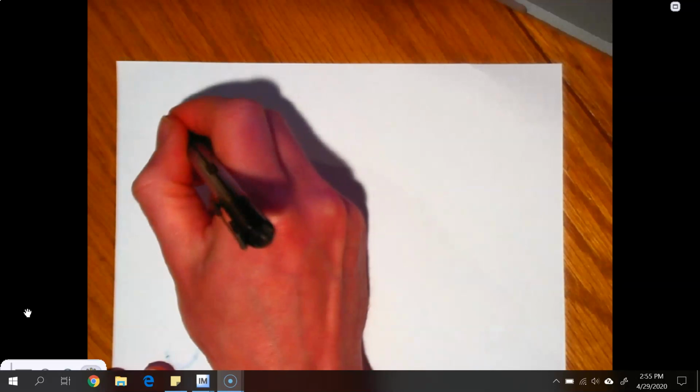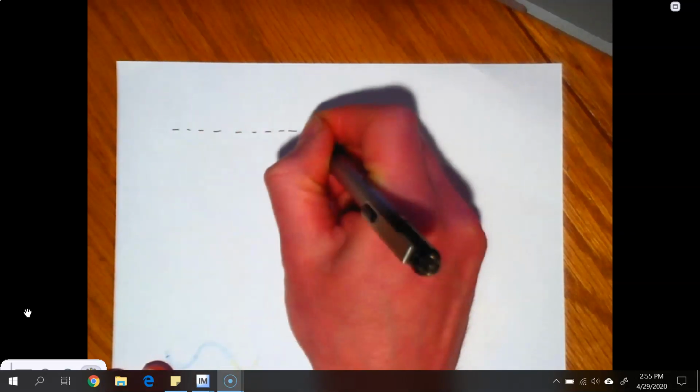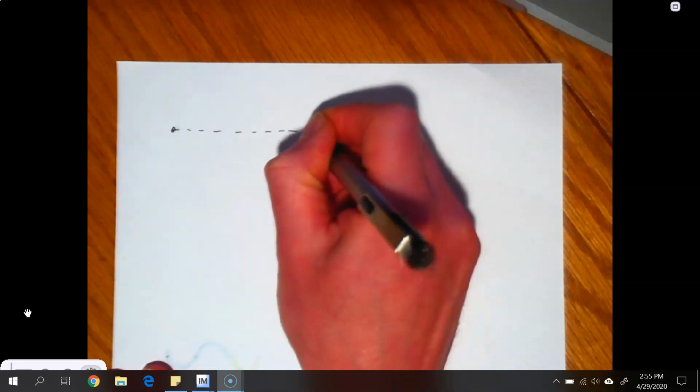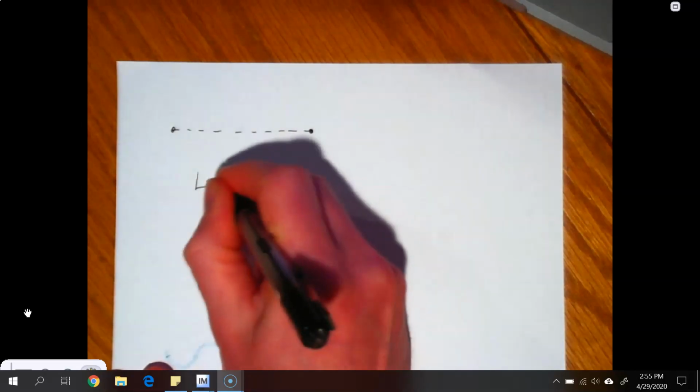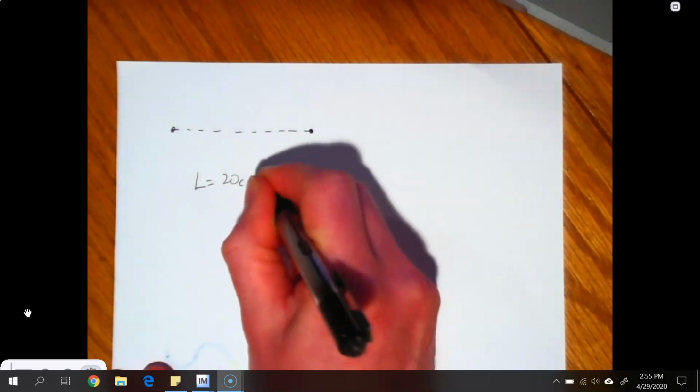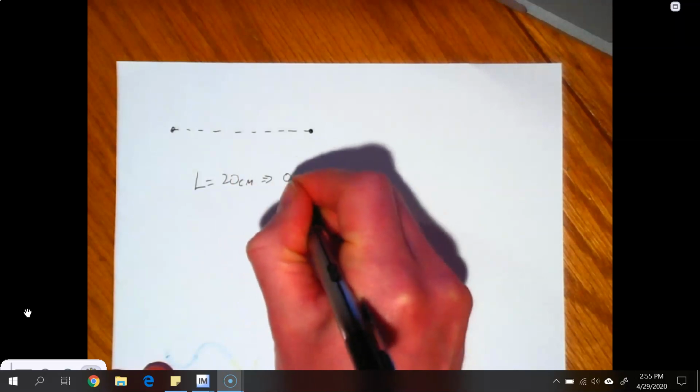Okay, so this first one here says a string with a length of 20 centimeters. So first thing I'm going to do is draw a string out, and I know on strings my ends are fixed. Right? Length is 20 centimeters, and I am going to, of course, convert that to meters.